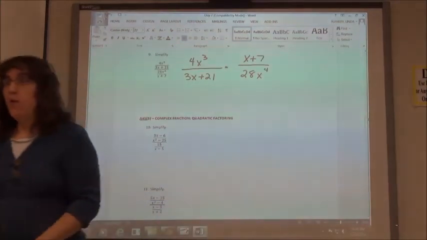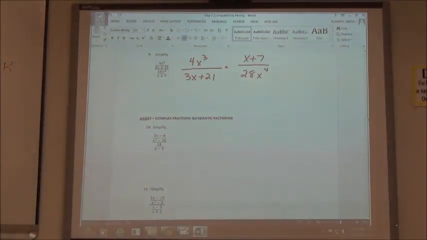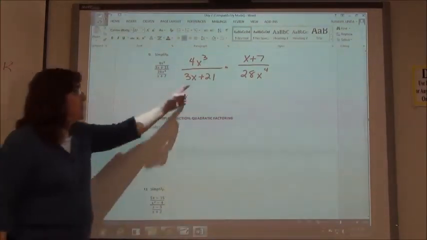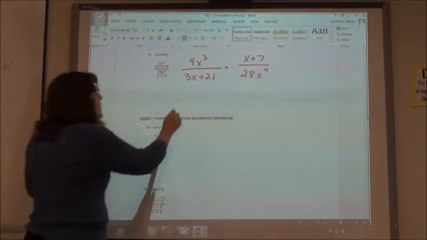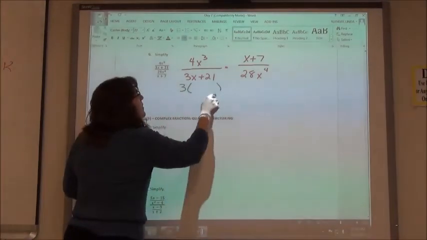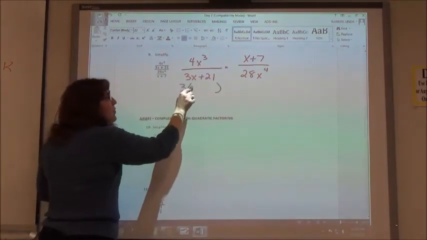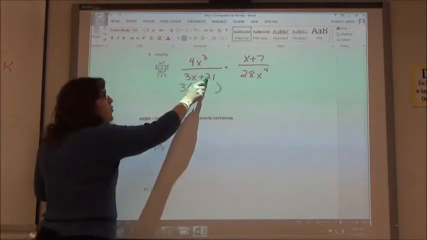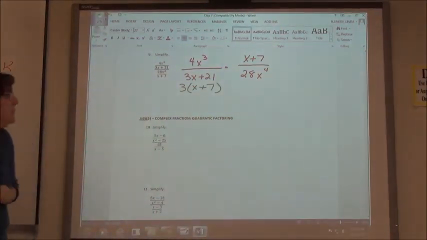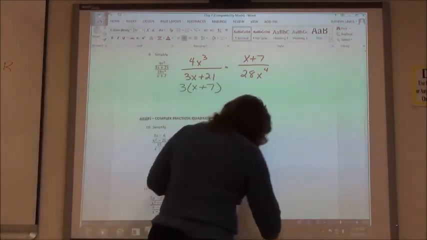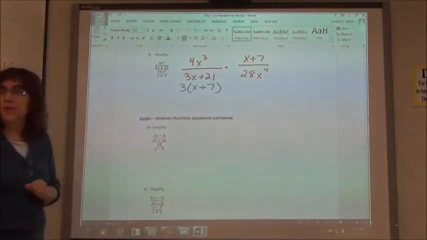So there's really not a whole lot of factoring we can do on this one. The only place we can factor is down here in the bottom of the first fraction. My greatest common factor of 3 and 21 is 3, right? So that 3 is going to go out in front. 3x divided by 3 is just a plain x. 21 divided by 3 is my 7. Can't factor anything else. I'm just going to go to my canceling then.